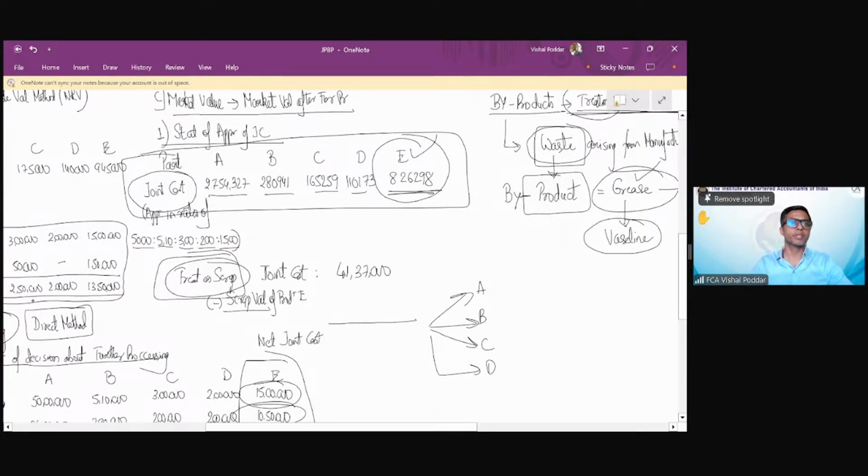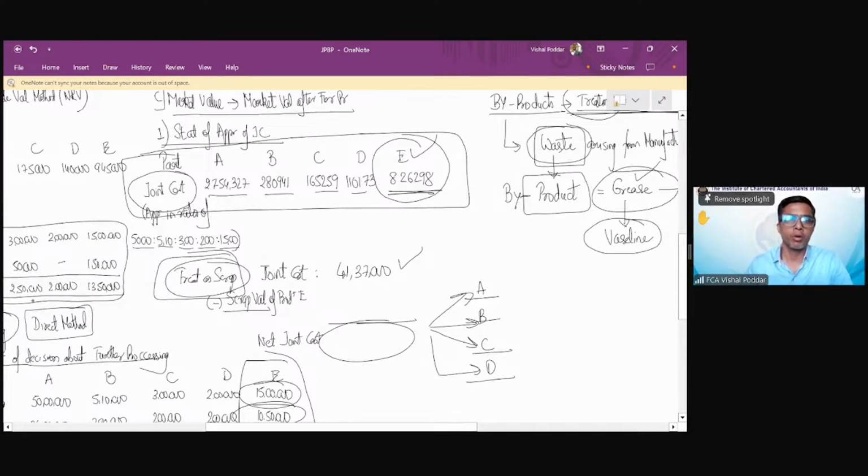And what is the treatment of scrap? We already studied this in process costing. You study it in every chapter of costing. We reduce the scrap value from our total cost, and whatever is my net cost is apportioned between my products. So I will reduce the scrap value of E.